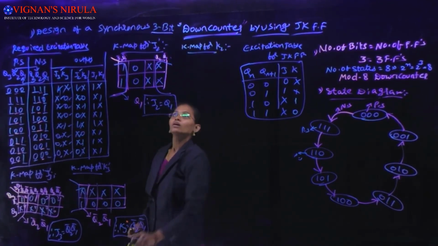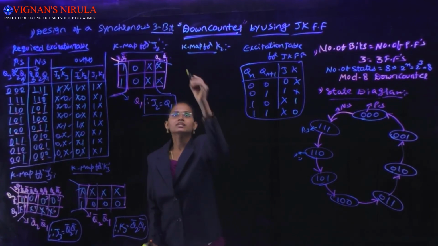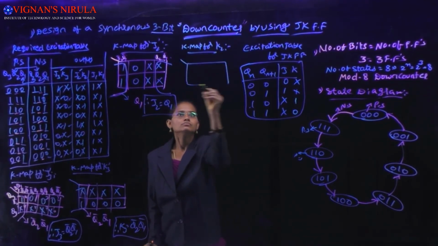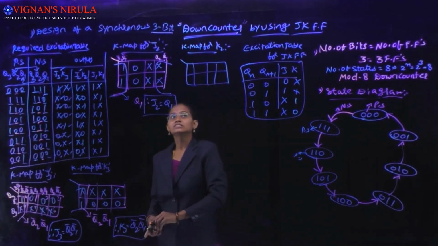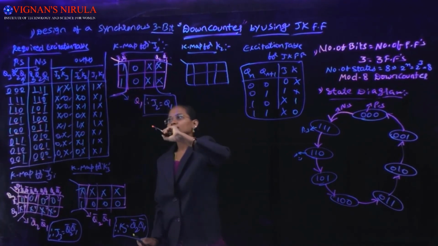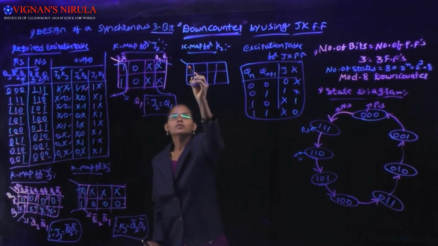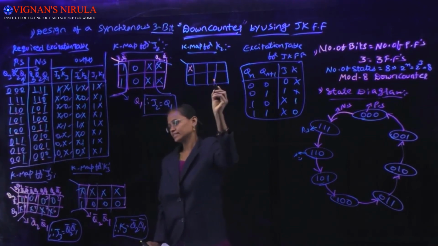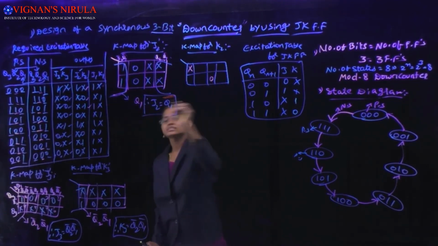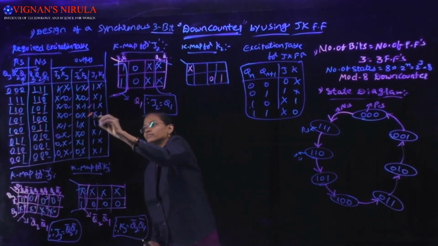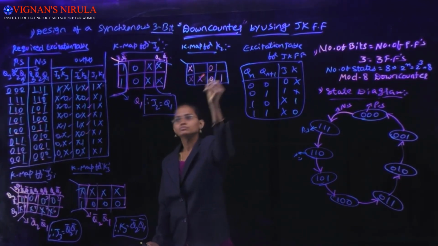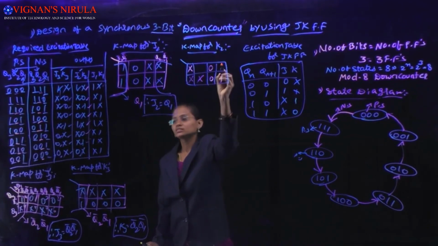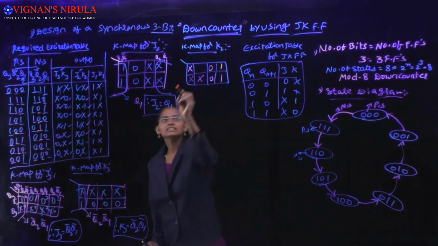K2. Okay, here also 8 cell K-map structure. In this 0 cell is X, and 7th cell is 0, 6th cell is 1, 5th cell is X, 4th cell is X, 3rd cell is 0, and 2nd cell is 1, and 1st cell is X.